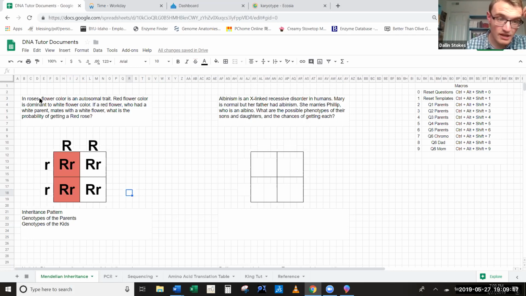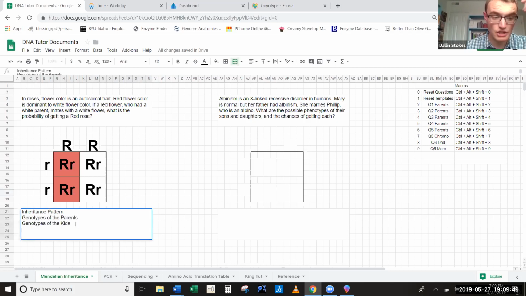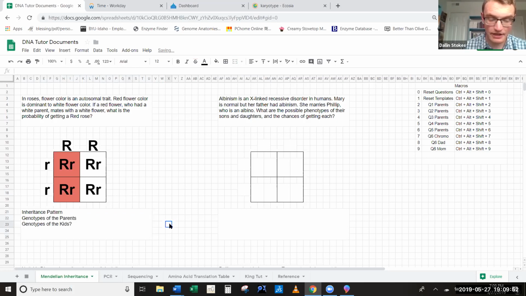For example, in this case, I told you in roses, flower color is an autosomal trait. So I told you red flower color is dominant to white flower color. It's autosomal, and it is inherited. Red is dominant to white. I told you the inheritance pattern. If a red flower who had a white parent mates with a white flower, that is enough information for you to figure out the genotypes of the parents. What is the probability of getting a red rose? That's the question. So in this question, this is what I'm asking you to figure out. So I gave you 2 of the 3 variables, and I'm telling you to find the 3rd one.